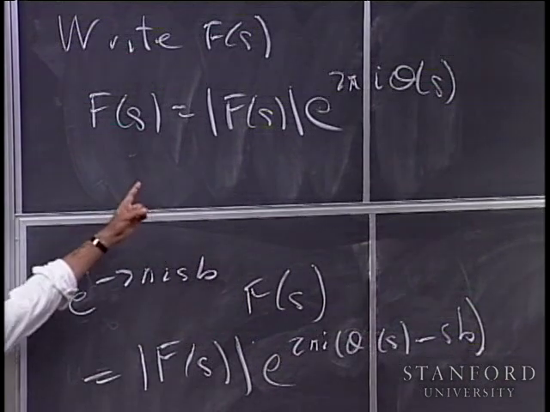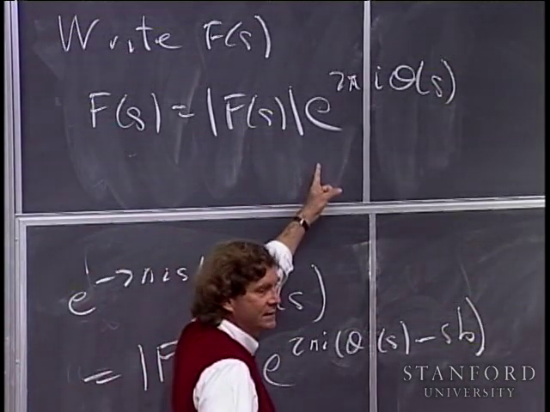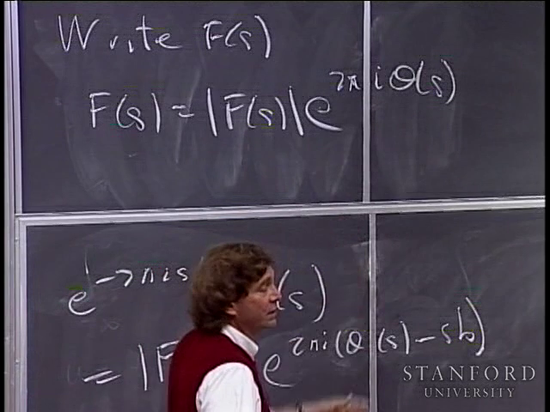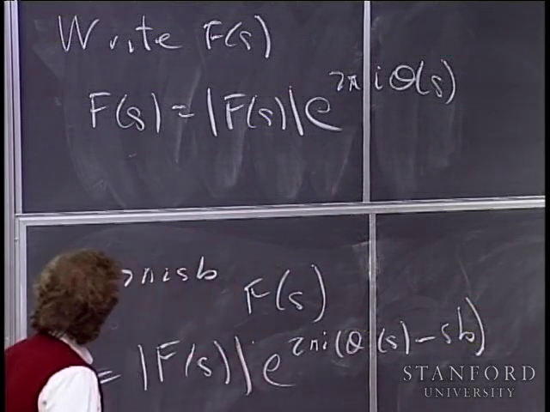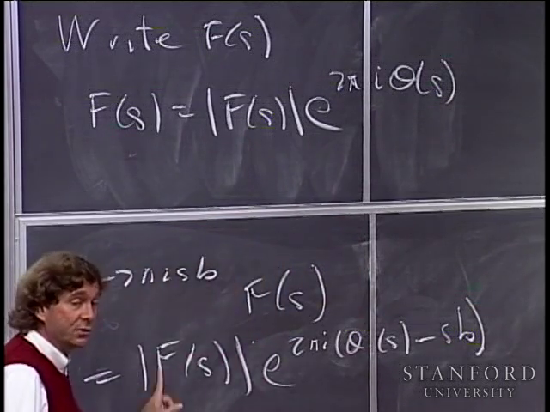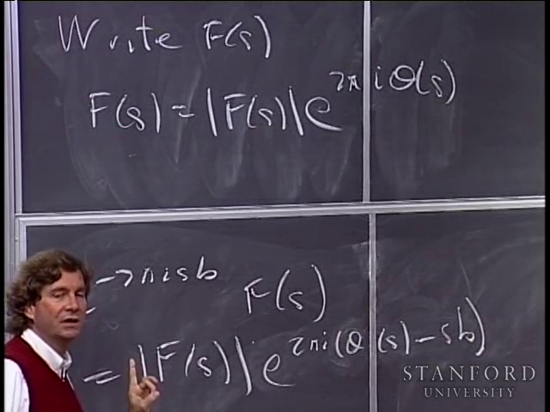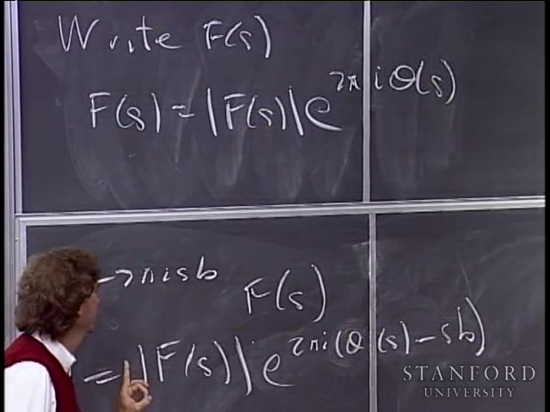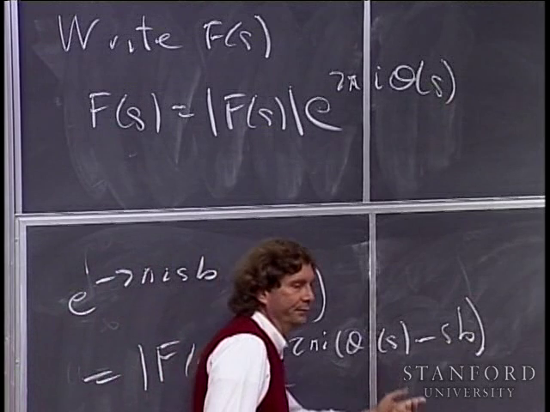In general, the phase can depend on s. That's why I write theta of s. The phase can vary with s as well. It usually will. Okay? So there's the phase shift. The magnitude is the same. The magnitude of the spectrum does not change. The magnitude of the Fourier transform does not change. What changes is the angle.